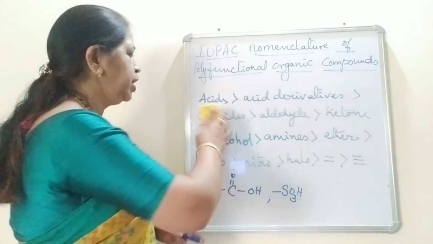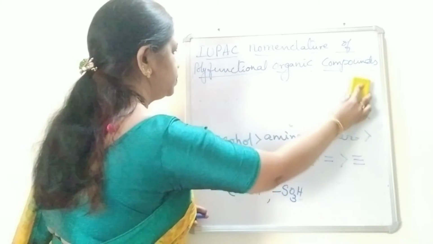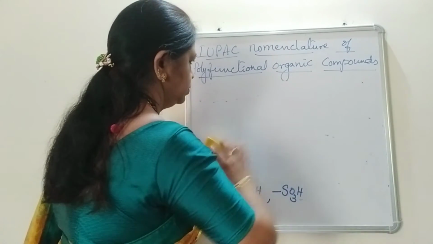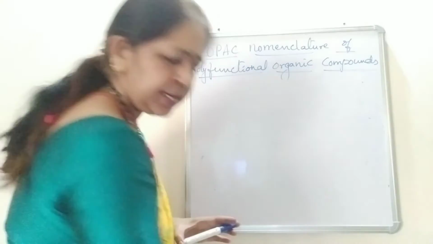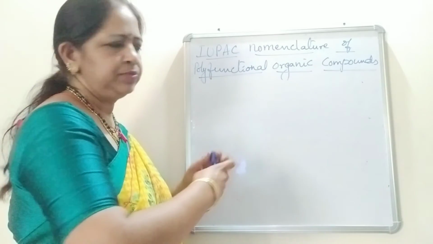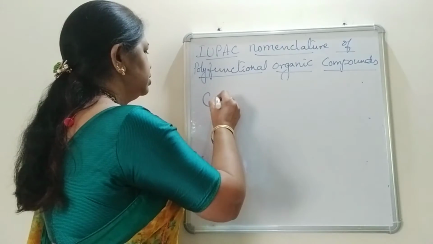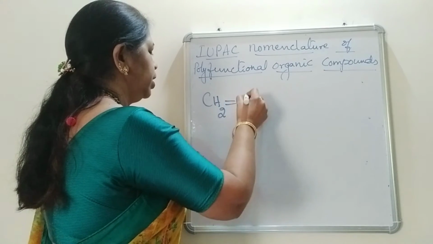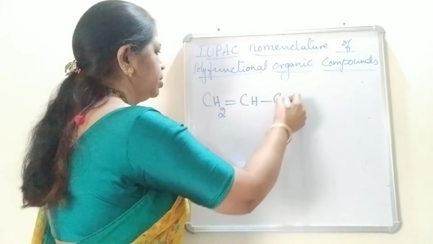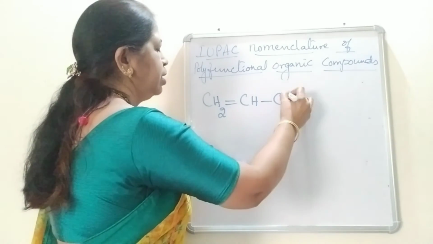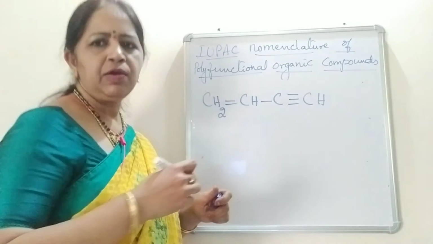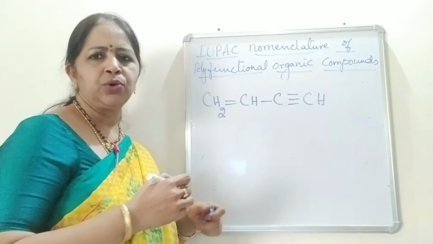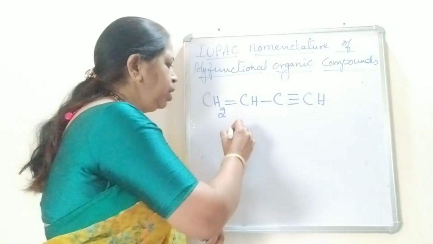Now let us see a few examples. Let us take the simple one, CH2 double bond CH, CH, C triple bond CH. It is a 4 carbon chain, so the root word is but.